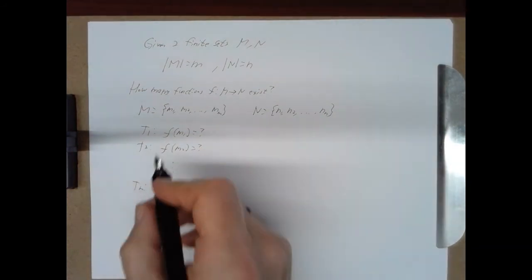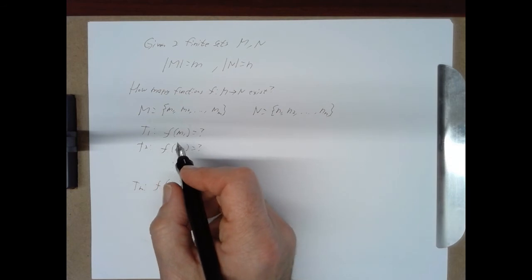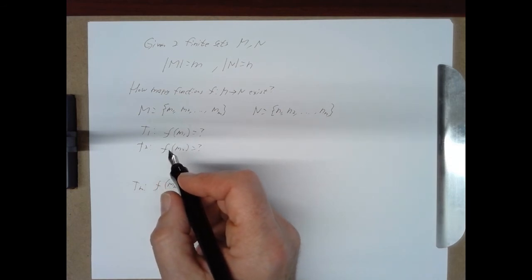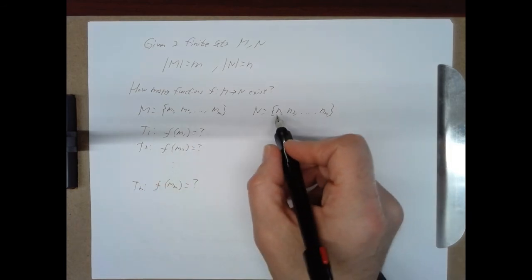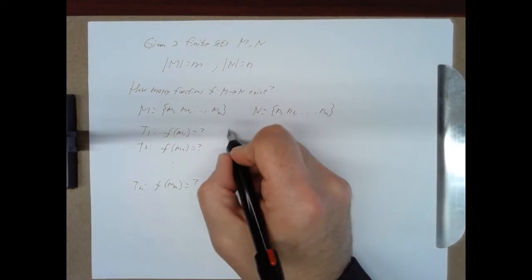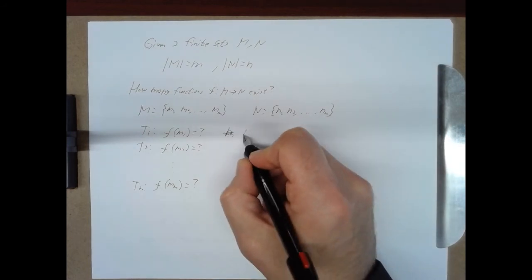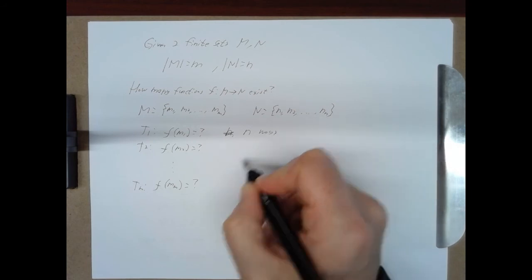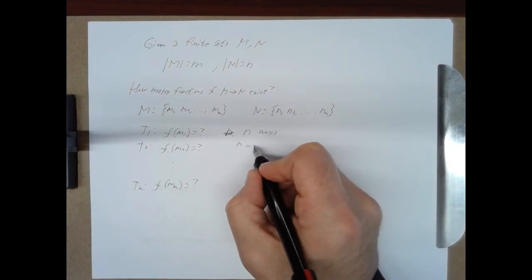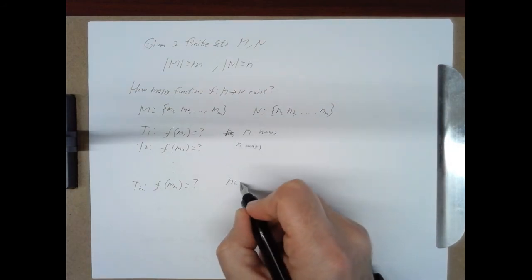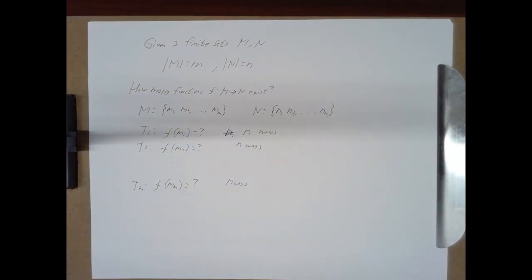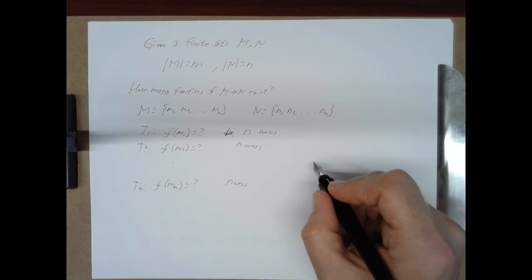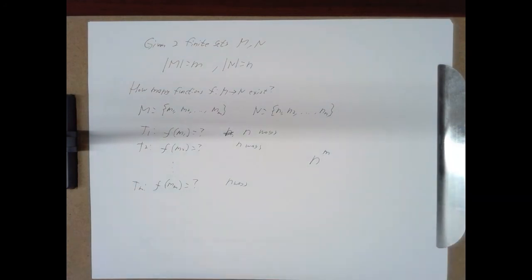And how many ways can we map m1 to something in N? It could go to n1, n2, n3, or up to n sub n. So there's n ways to do this, and n ways to do this, and n ways to do this. So it's n times n times n times n, a total of m times. So n to the m possible functions.